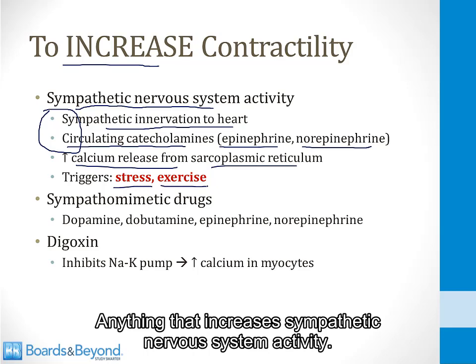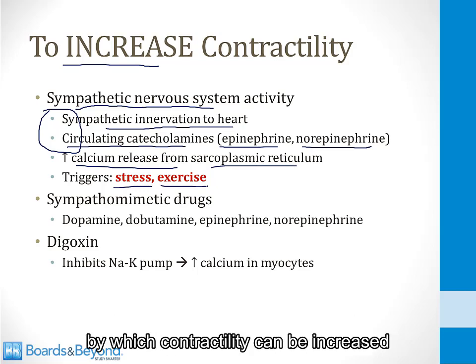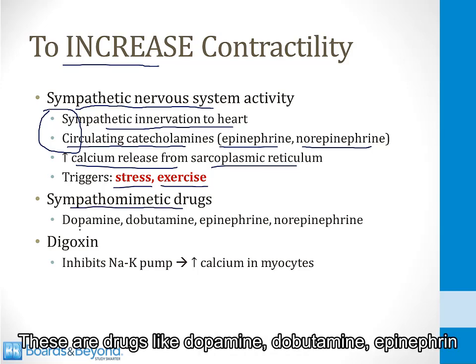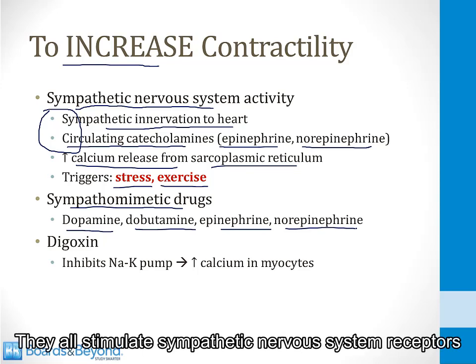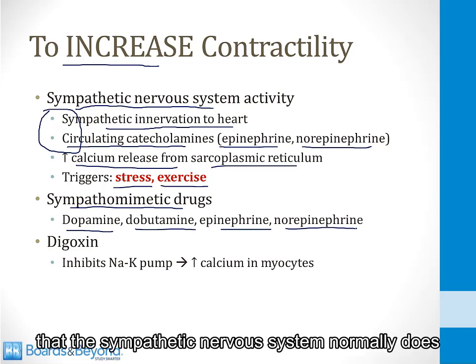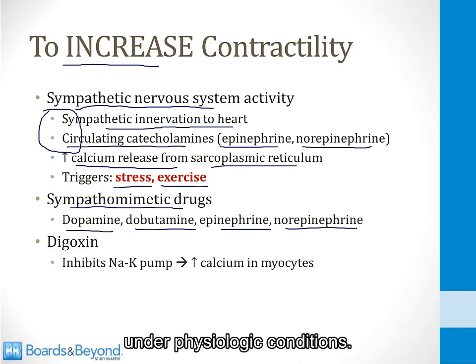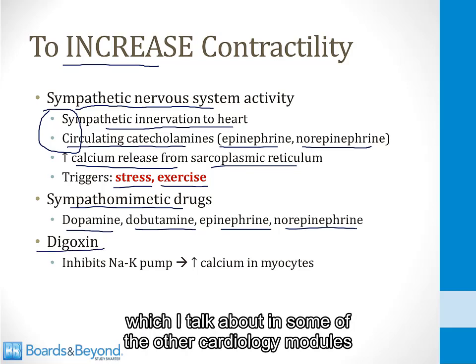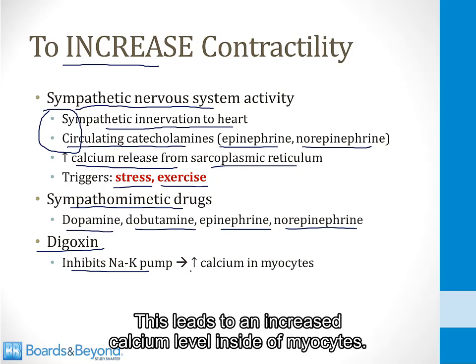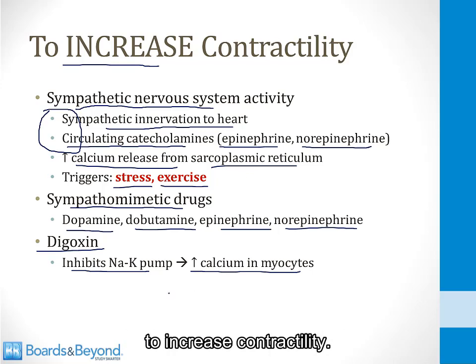anything that increases sympathetic nervous system activity. A non-physiologic way by which contractility can be increased is via the use of sympathomimetic drugs. These are drugs like dopamine, dobutamine, epinephrine, and norepinephrine. They all stimulate sympathetic nervous system receptors in the heart, and they exert the same effects that the sympathetic nervous system normally does under physiologic conditions. And then finally, the drug digoxin, which I talk about in some of the other cardiology modules, inhibits the sodium-potassium ATPase pump. This leads to an increased calcium level inside of myocytes, and this is another non-physiologic way to increase contractility.